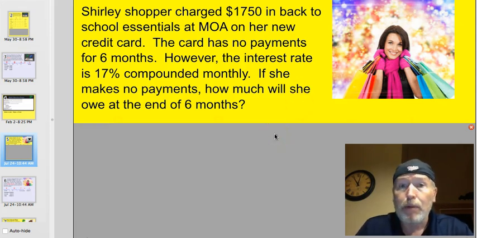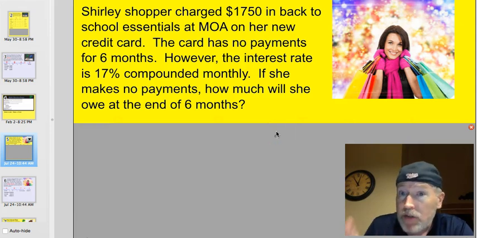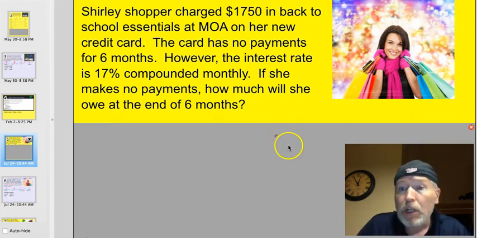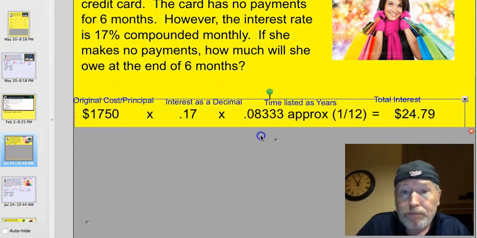All right, well, let's think about this. Let's make our plan. It's going to compound monthly, and it's going to be for 6 months. So I'm going to have to do 6 different interest calculations. And I'm going to use the simple interest formula, but 6 different times. And I'm going to have to carry that interest down and add it onto the principal. Here's what it's going to look like.